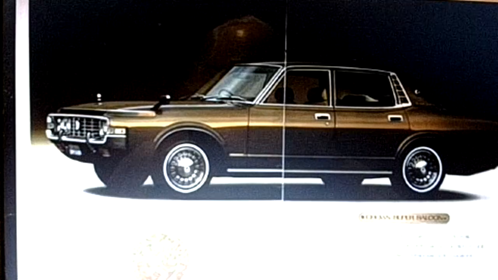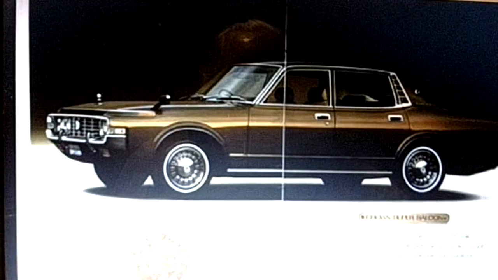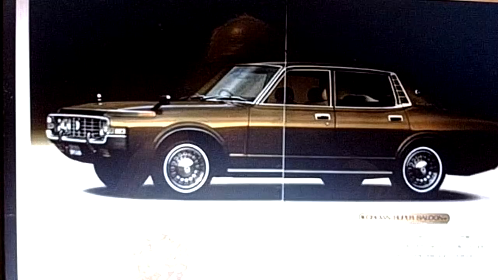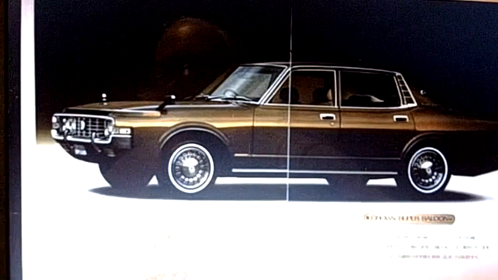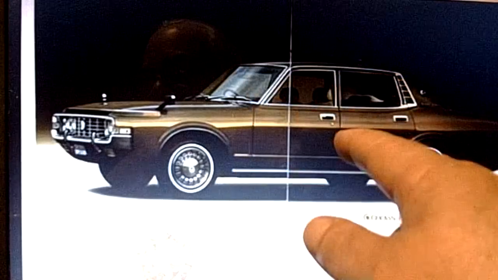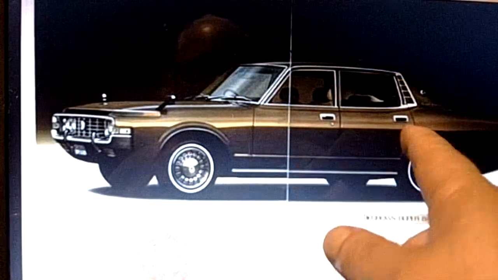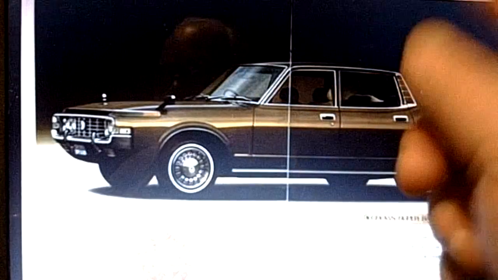So this is, I don't know what year this is. I don't know if you can see, but that was a crown, and these are still used in Japan even today, but they don't look like our crown. The crowns over in Japan look like this. They're used for taxis.